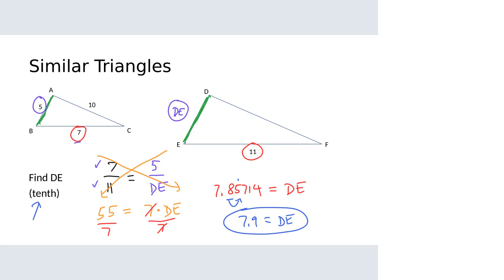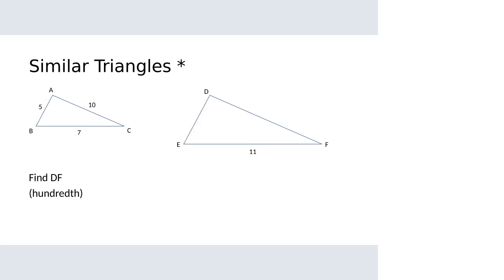Excellent. Here goes. Those are similar triangles, A, B, C, D, E, F. Your job is to find the length of DF rounded to the nearest hundredth. I'll set up a poll for this one and let you try it.